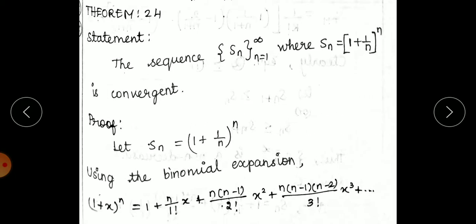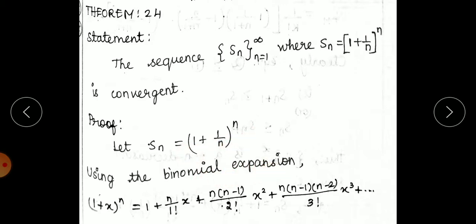Next is also an important theorem. Please make a note of it. Important statement. The theorem: the sequence Sn equal to 1 plus 1 by n, the whole power n, is convergent. So we are going to prove that the sequence is convergent. It is in the format of 1 plus 1 by n the whole power n, where n runs from 1 to infinity. So let us take Sn equal to 1 plus 1 by n the whole power n.